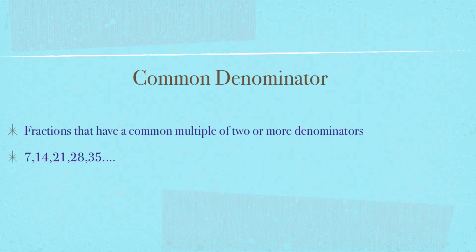A common denominator in fractions are fractions that have the same multiple of two or more denominators. So for the multiples of the times table 7, the multiples are 7, 14, 21, 28, and 35. Those would be common denominators in fractions.